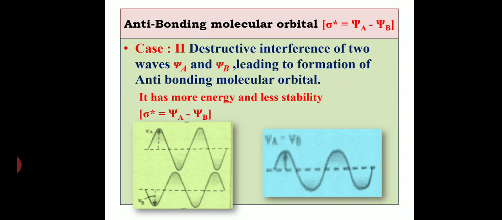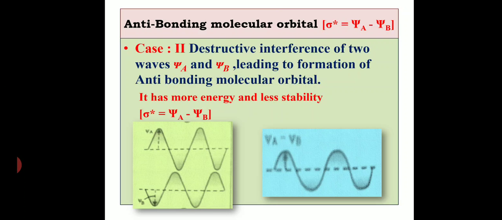In a bonding molecular orbital, the energy is less and it is more stable, whereas an anti-bonding molecular orbital has more energy and less stability, right? So when these two waves are not in phase, that is crest overlapping with trough, in this manner the two waves cancel out and the resulting wave becomes very small, psi A minus psi B. They cancel out, which leads to an anti-bonding molecular orbital, right?